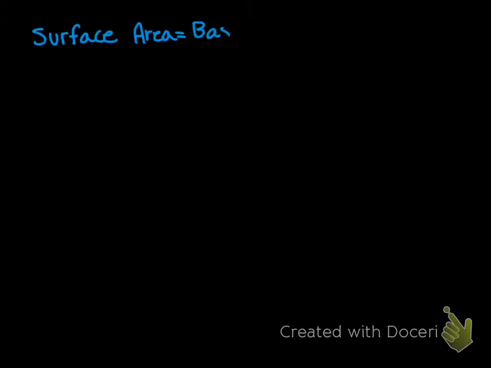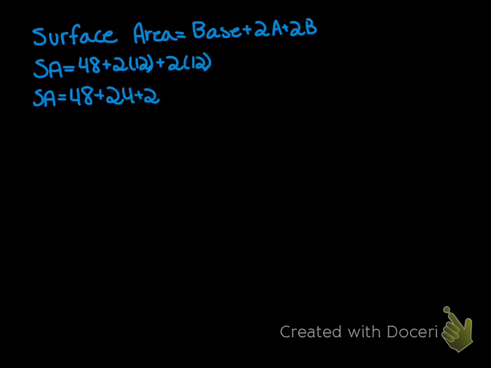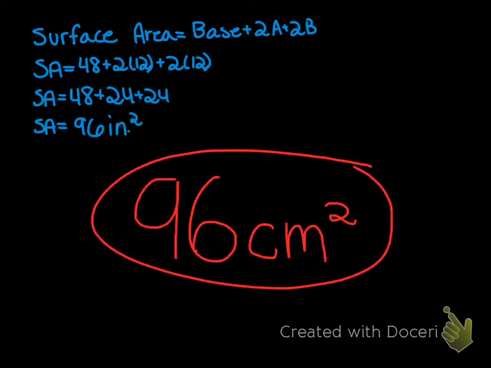Let's find the total surface area of the pyramid. The total surface area of the pyramid is given by the formula base plus 2 times triangle A plus 2 times triangle B. Surface area equals 48 plus 2 times 12 plus 2 times 12. When we solve this, we get the total surface area equals 96 centimeters squared.